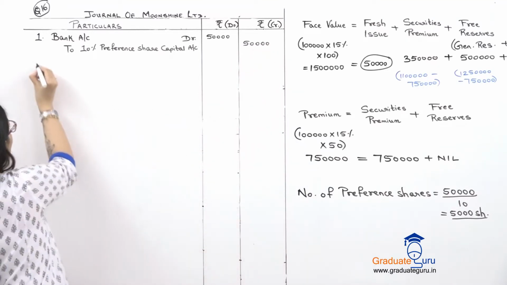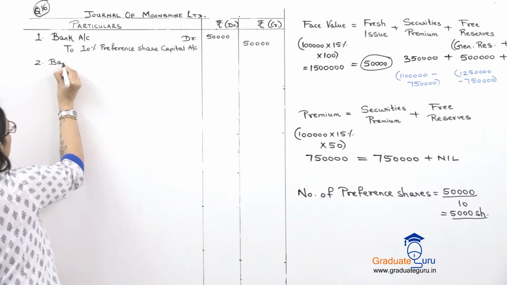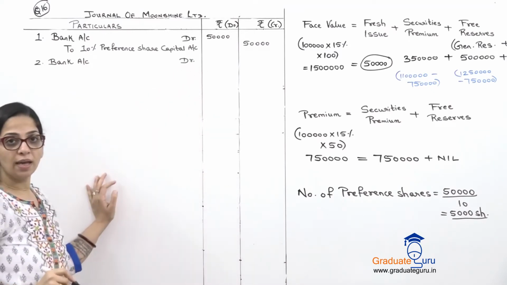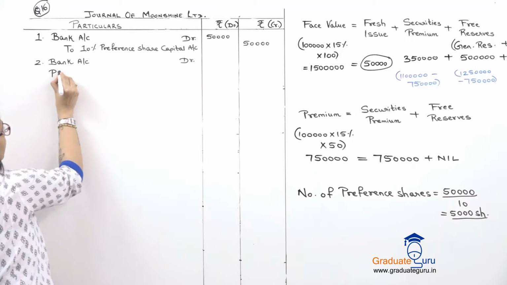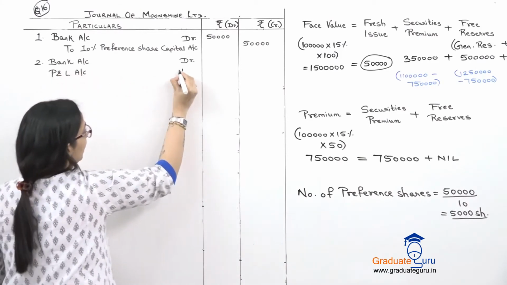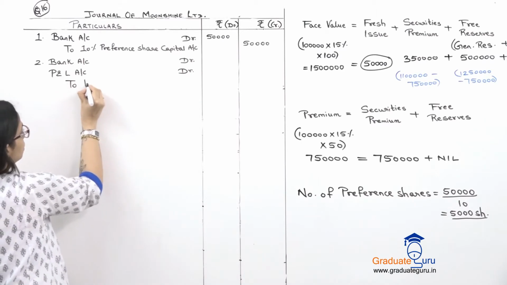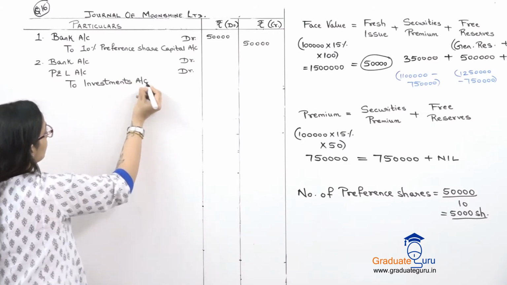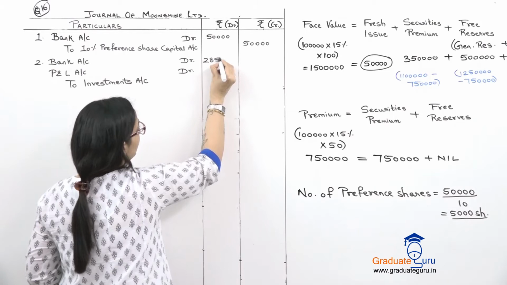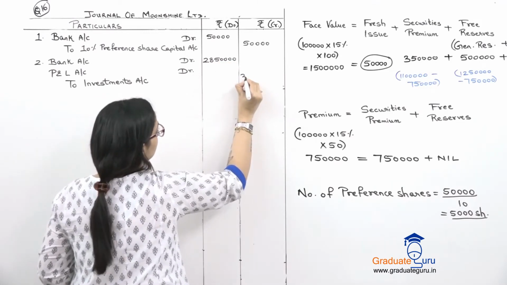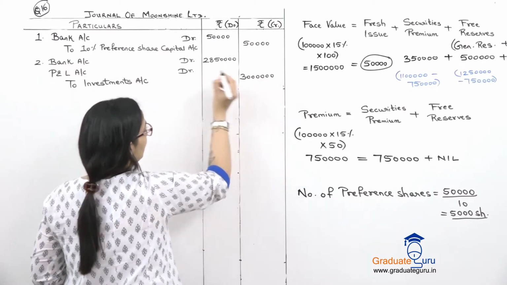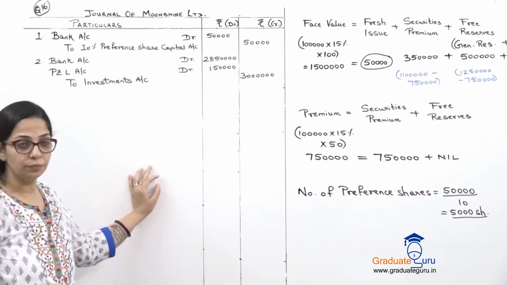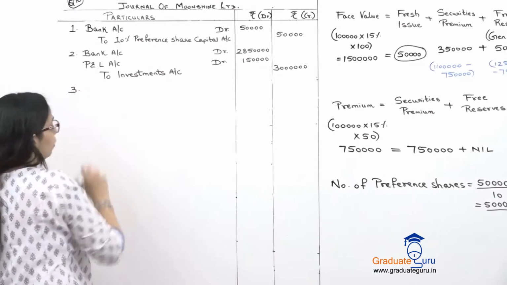Okay. Next is, as I said, sale of investments. Again we will receive money. So bank account debit. Loss है हमारा सेल पे. So जब loss होता है we debit P&L account. So P&L account debit. And what is going out? Investments. So to investments account. I have sold it for 28,50,000. The investments are of 30 lakh. So my loss is of 1,50,000. ठीक है?